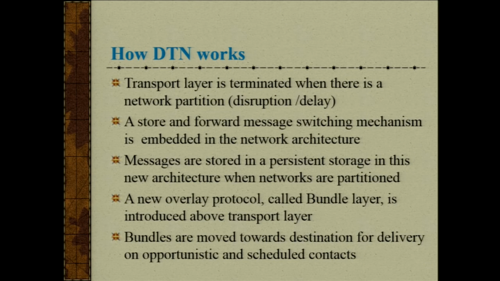Now, how DTN works. The transport layer is terminated when there is a network partition, which means there is a disruption in the network or there is a long delay. A store and forward message switching mechanism is embedded in the network architecture. Messages are stored in a persistent storage in this architecture when the networks are partitioned. A new overlay protocol called bundle layer is introduced above the transport layer. These bundles are moved towards the destination hop by hop at every opportunity for the delivery of messages.